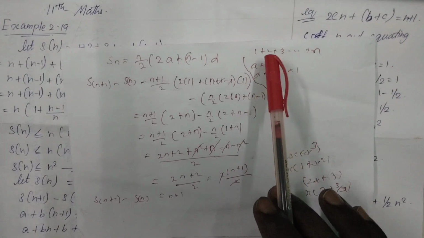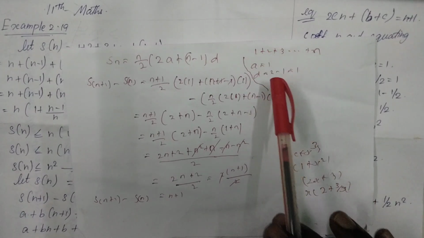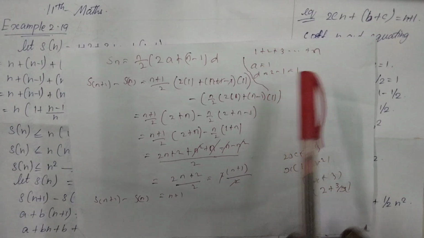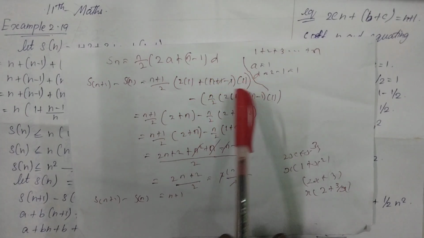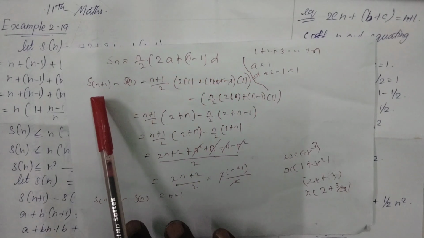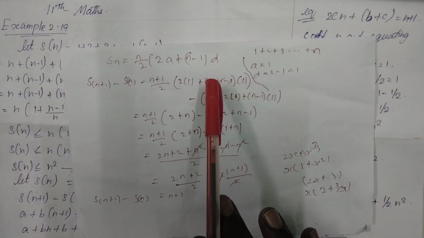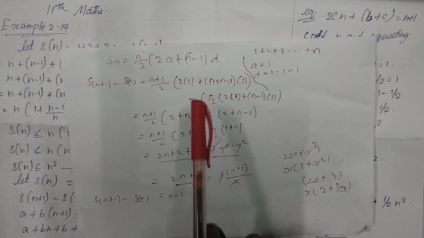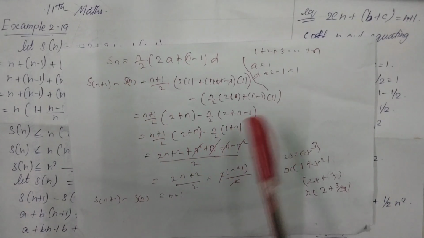So d is the difference between the second and first term, or the third and second term. So 2 minus 1, the d value is also 1. So in place of a, put 1, and instead of d substitute 1. Now instead of n, n plus 1. So plus 1 minus 1 cancel, n is remaining. 1 into n, here 2 is remaining. Like that, after the minus, the Sn formula, as before, you repeat the same formula.